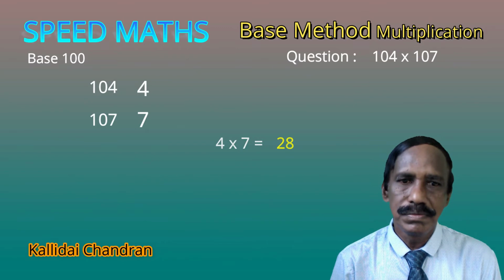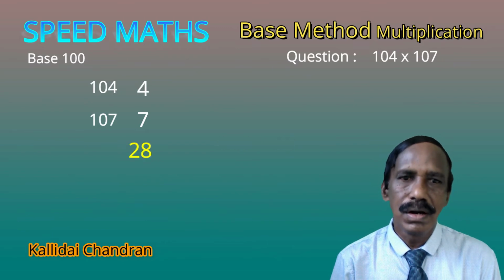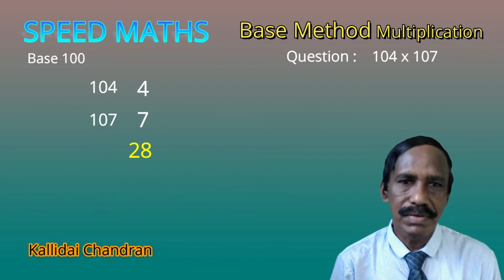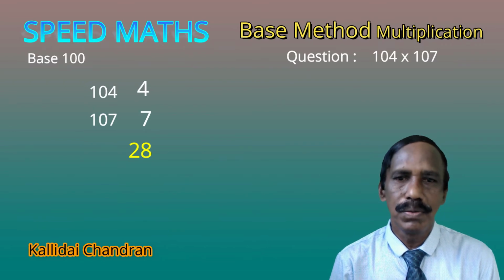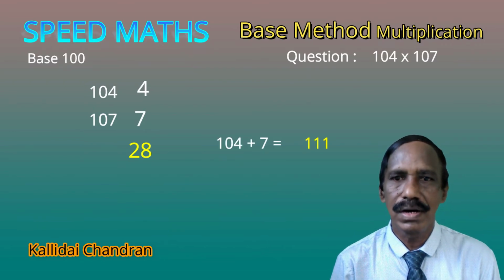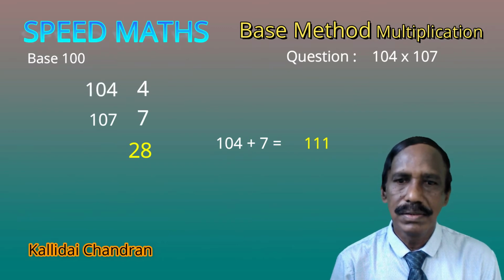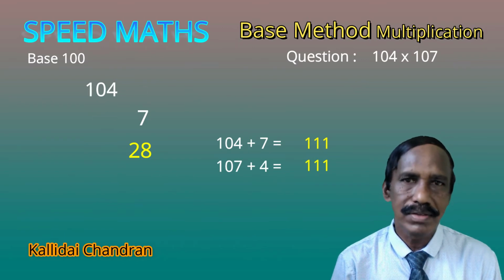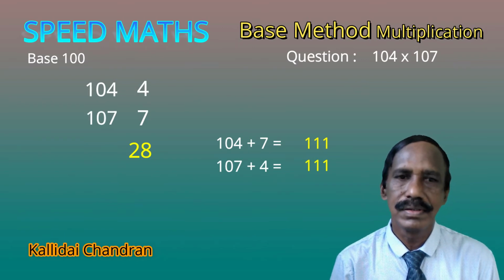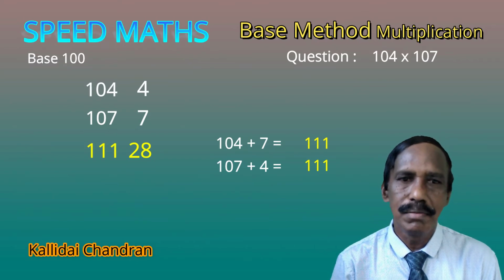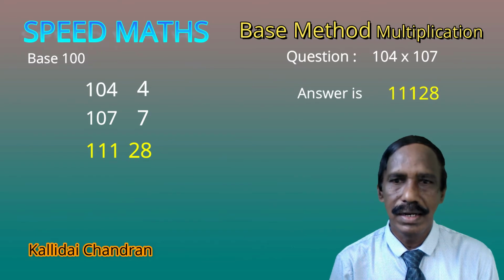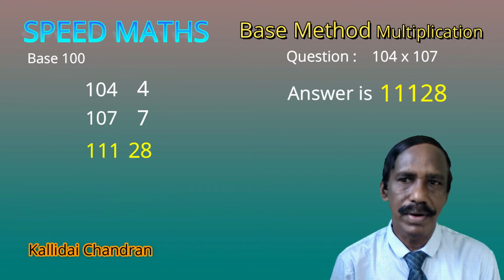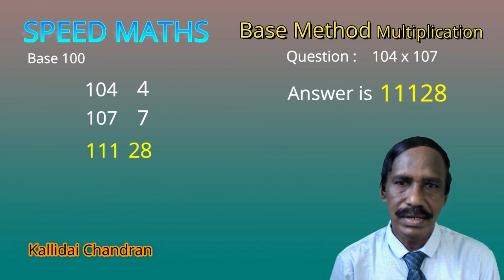Now we have to cross add 104 with 7 and 107 with 4. Now 104 plus 7 is equal to 111. Similarly, 107 plus 4 is also equal to 111. Always both of them will be the same figure. Now write down that 111 below 107 as displayed here and the answer is 11,128. Now we will see the next question.